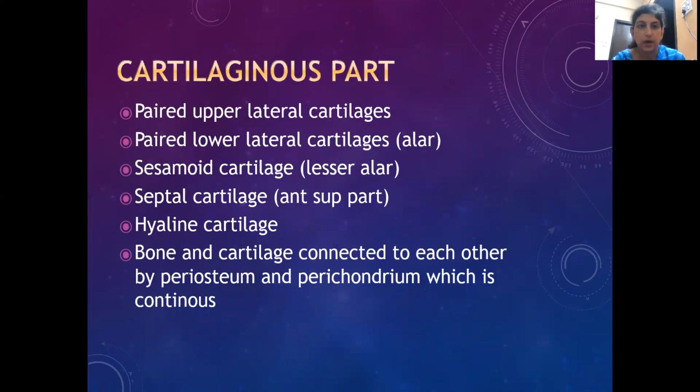The cartilaginous part is formed by the paired upper lateral cartilages, paired lower lateral cartilages, which are also called as LR cartilages, sesamoid cartilage, which is also called as lesser LR cartilages, the septal cartilage. It is hyaline cartilage basically, and the bone and cartilages, they are connected to each other by periosteum and perichondrium on either side, which is continuous.